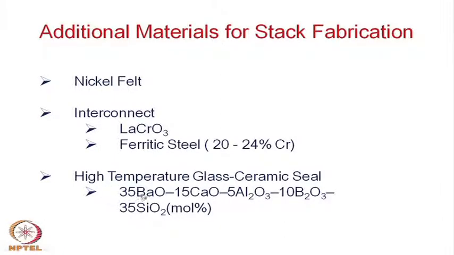The typical composition here is about 35 mole percent barium oxide, 15 mole percent calcium oxide, 5 mole percent aluminum oxide, and some borate and silicate. So, 10 mole percent of B2O3 and 35 mole percent of SiO2. This is a typical composition, but there are a lot of variations, and a lot of different things can be added to this. Sometimes titania or zirconia can also be added, so that they become crystallized, and by crystallizing you change them. So, the crystallization property is important to be controlled, so that one can control the thermal expansion coefficient.